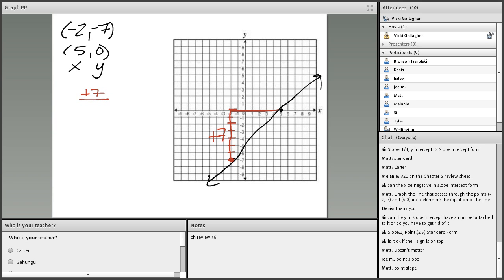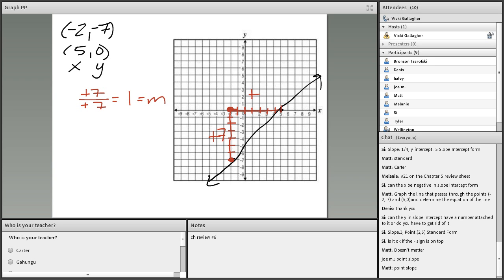And then I'm going to count my run, and I'm counting my run to the right, so that will also be a positive. And I'm starting right here because that's where I ended up, and I'm going to count 1, 2, 3, 4, 5, 6, 7 boxes as well, positive 7. And then we do want to simplify that. That simplifies to the number 1, and that's my slope.